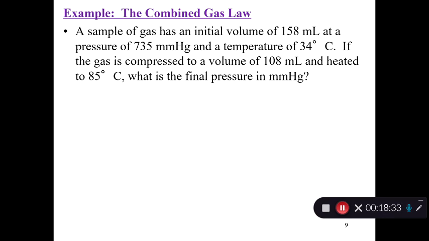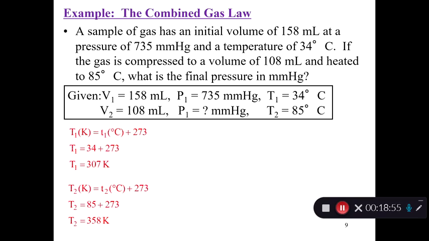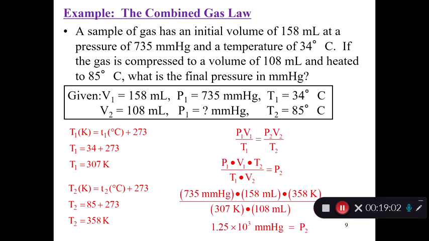Whenever we are going to solve this problem, first we need to know which one is the initial and which one is the final condition, as you may be able to write that. This is a typo here, it should be P2. First we need to convert 34 degrees Celsius and 85 degrees Celsius to Kelvin. I did that at the beginning of our solution strategy. Then plug in the equation. Whenever you solve this problem for P2, again this is a typo, it should be P2.